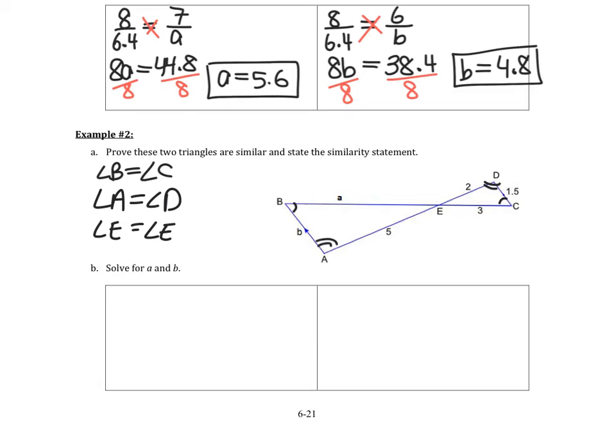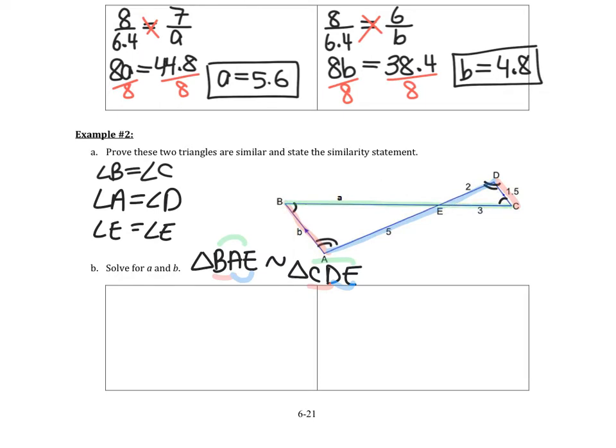So now my similarity statement would be BAE is similar to triangle CDE. Now I can start color coding my matching sides. So BA and CD would match. So those are my two parallel sides. And then AE and DE would match. So that would be this side and this side. And then BE and CE. So that would be those two sides.